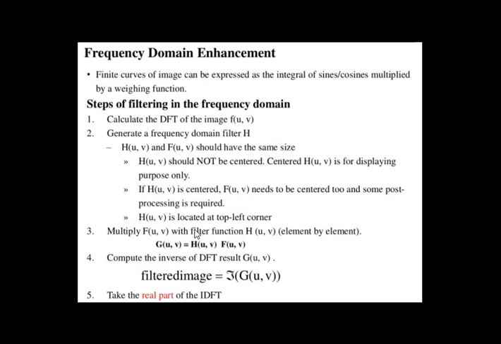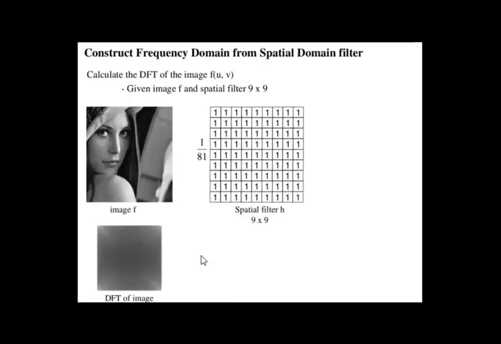Then apply the filter to F(u,v). The enhanced image will be produced by H(u,v), so multiply this H(u,v) with F(u,v) and you will get G(u,v). Once G(u,v) is received, we apply the inverse Fourier transform to it and get the filtered image. Take the real part of this inverse discrete Fourier transform, and that is our enhanced image.